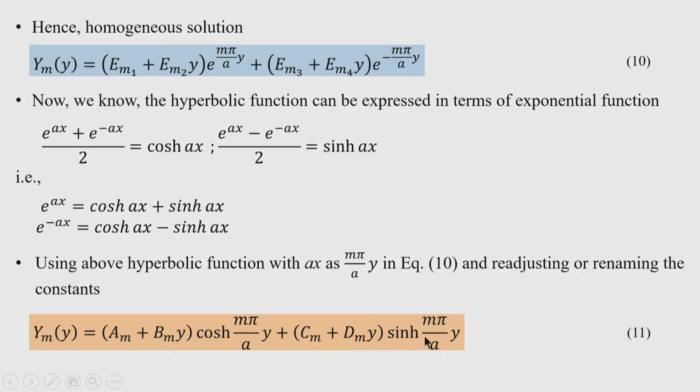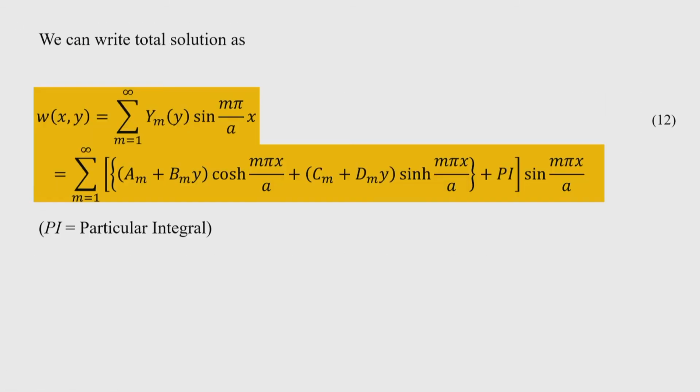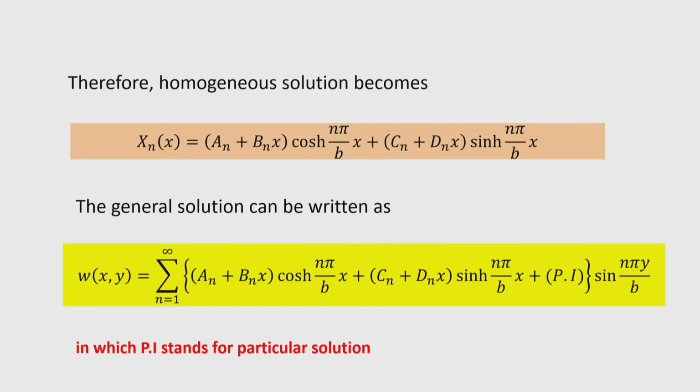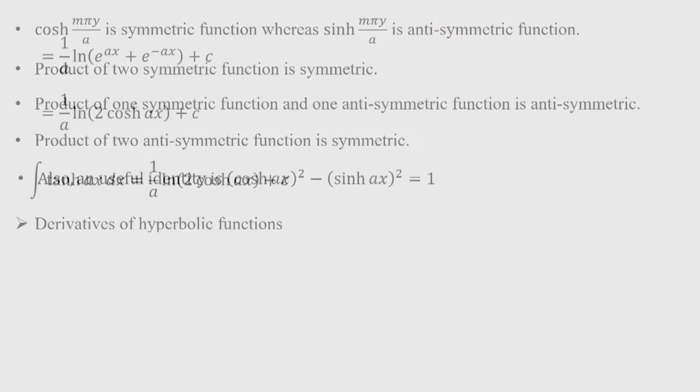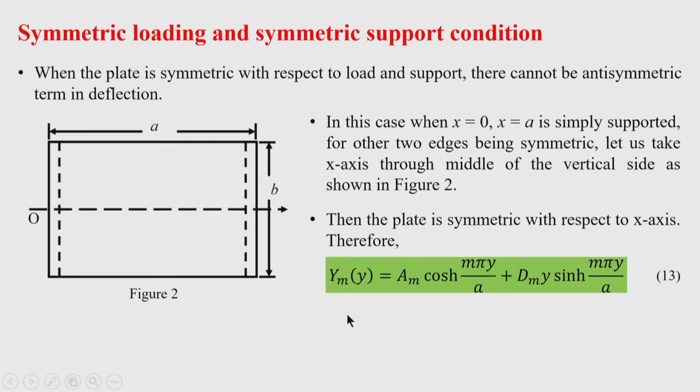is multiplied by a m, then cos hyperbolic m pi y by a is a symmetric term, and sin hyperbolic m pi y by a is an antisymmetric term. But when an antisymmetric term is multiplied by another antisymmetric term, it will be a symmetric term. So, when the support condition and the loadings are symmetrical, then we can take the symmetrical boundary conditions, and therefore, the equation becomes simplified. That means, keeping only the symmetric terms of the solution, cos hyperbolic and y sin hyperbolic, because sin hyperbolic is antisymmetric and y is antisymmetric. So, the product of two antisymmetric terms is a symmetric term. So, therefore, for this type of condition we have kept only symmetric terms.